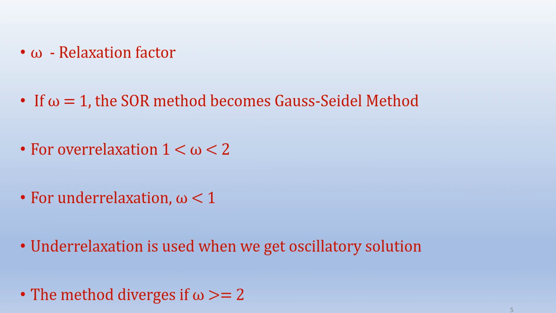If omega equals 1, the SOR method becomes the Gauss-Seidel method that we have seen before. For over relaxation, omega is generally between 1 and 2. If you use omega lesser than 1, the method is called under relaxation. Under relaxation is used when we get an oscillatory solution with the Gauss-Seidel method. We have to note that if we use omega greater than or equal to 2, the method generally diverges.